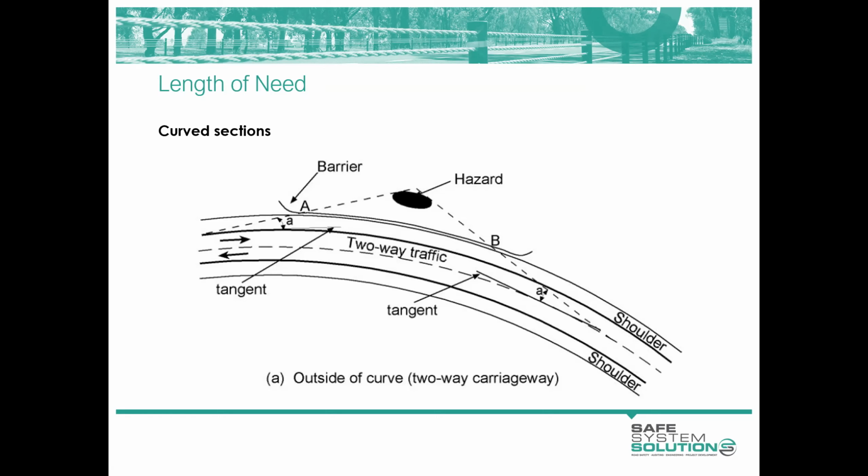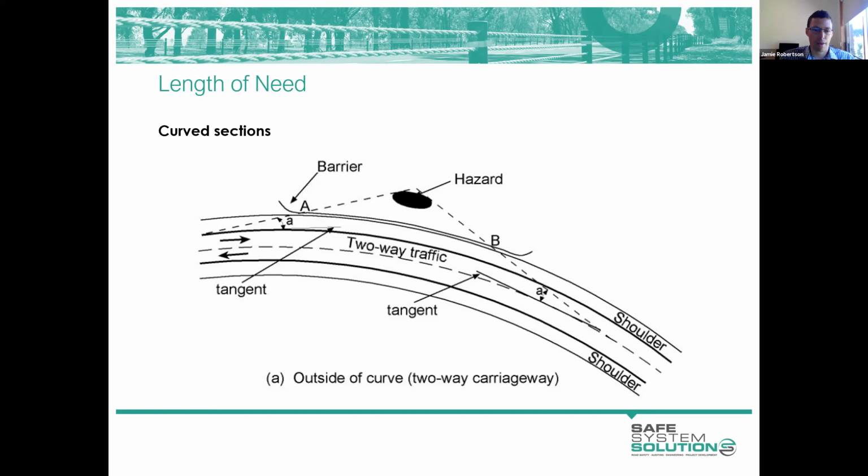Questions coming in. What is the typical minimum length of need for a point hazard, a small culvert for a one-way road, for example? Now you might not know that off the top of your head, but what things factor into calculating that length? Sorry, Ken, the minimum length of need for a small hazard like a culvert? Yes, on a one-way road.